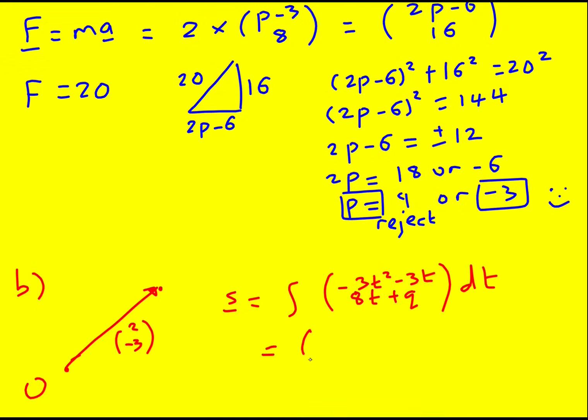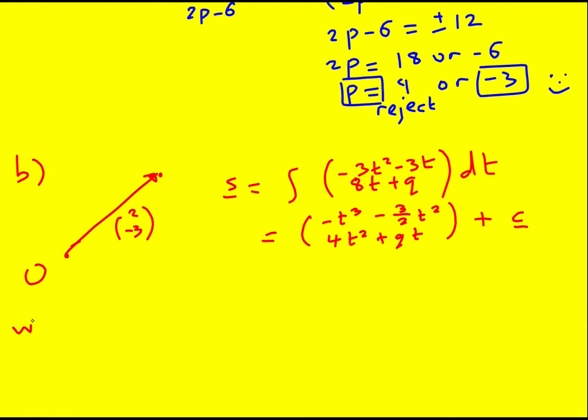So this is going to give minus t cubed, because I raise the power by 1 divided by the new power, minus 3 over 2 t squared, 4t squared, plus qt, plus an arbitrary integration constant. Now I could write it in vector form, like c1 or cx and cy, but I'm just going to leave it as it is, I think.